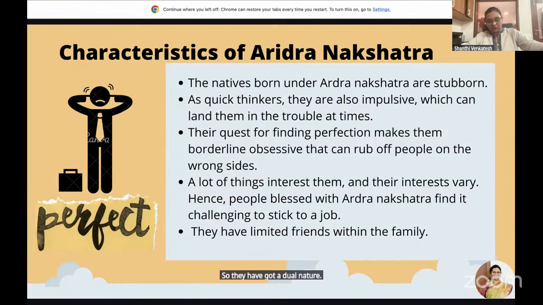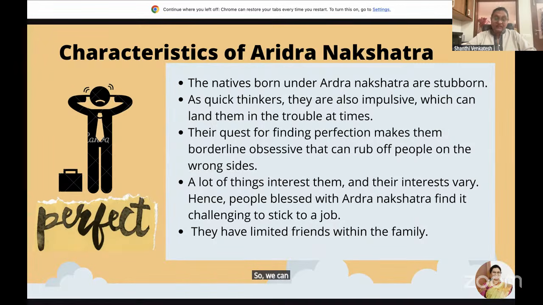So what we can say is, Aridra is like a storm that clears the sky. See, before the rain, the sky becomes dark. It will have dark clouds. After the storm, the sky becomes clear and blue. In the same way, Aridra is a nakshatra which brings the storm, but also clarity after the storm.